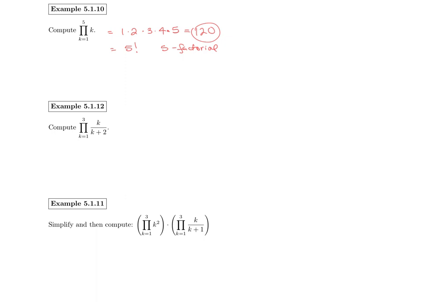How about if we wanted to compute the product from k equals 1 to 3 of k over k plus 2? So I made it a little more complicated this time. When I plug in 1, I get 1 over 1 plus 2 times, now plug in 2, 2 over 2 plus 2 times, and the last one we have to plug in is 3, so 3 over 3 plus 2. That is 1 over 3 times 2 over 4 times 3 over 5, which is 6 over 60, or 1 over 10.